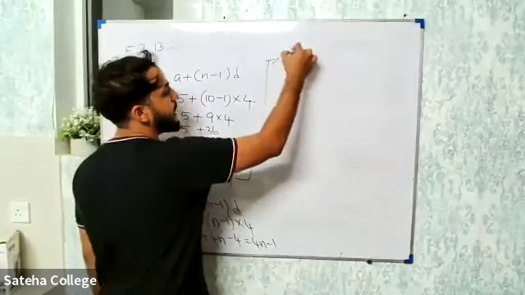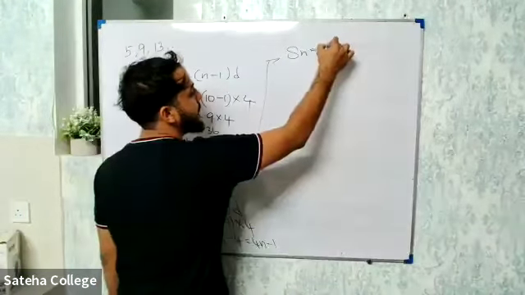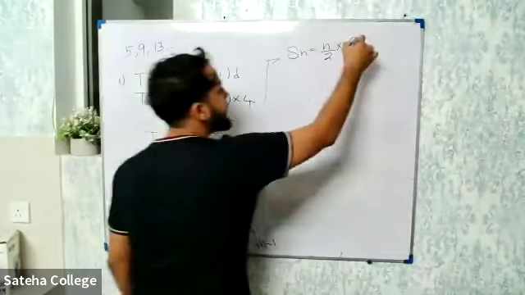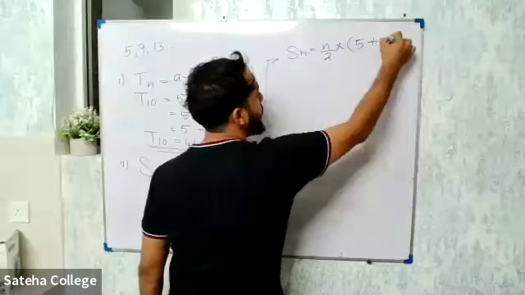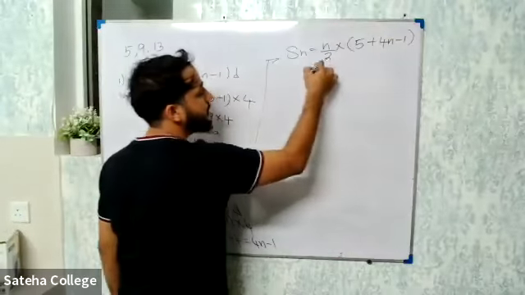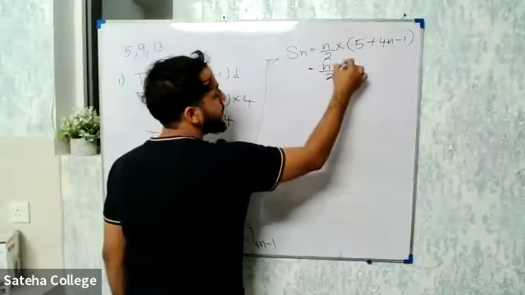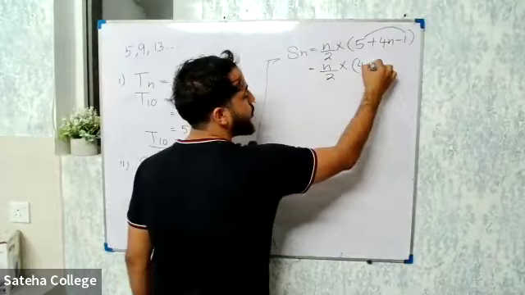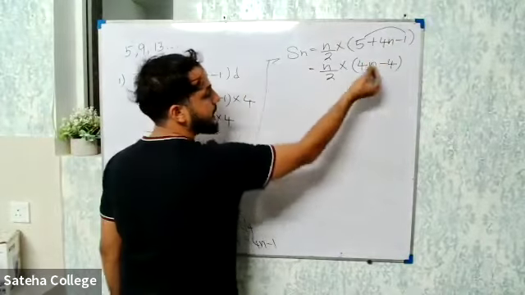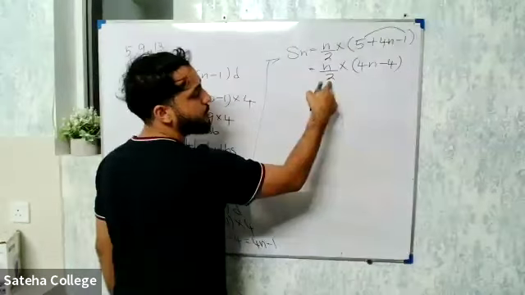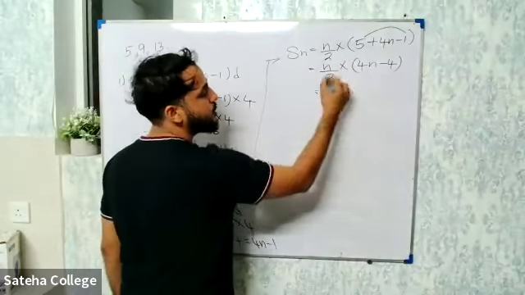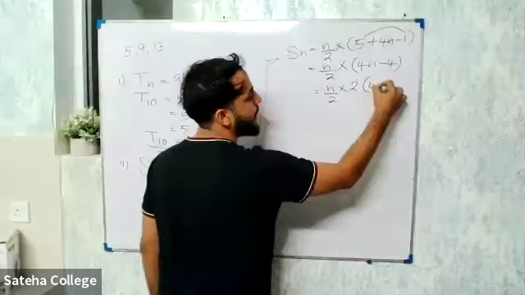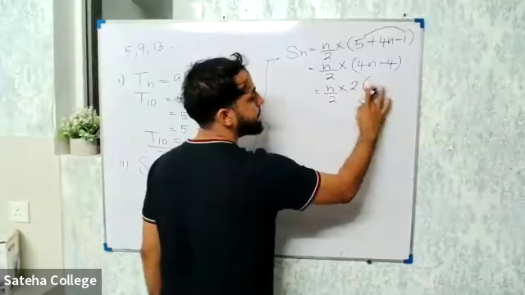Now you can apply this equation. Sn is equal to n over 2. Your first term is equal to 5 here. Your last term, 4n plus 1. So n over 2 into 5 plus 4n plus 1, that is 4n plus 6. You can remove this denominator. If you take the 2 outside here, I have 2n plus 3.